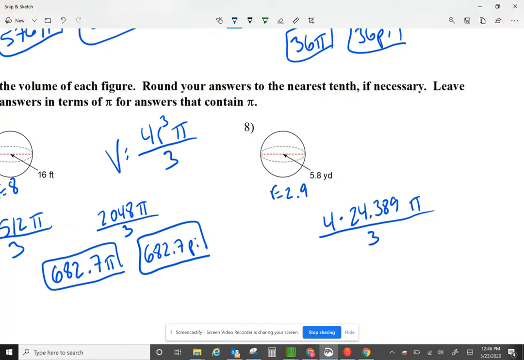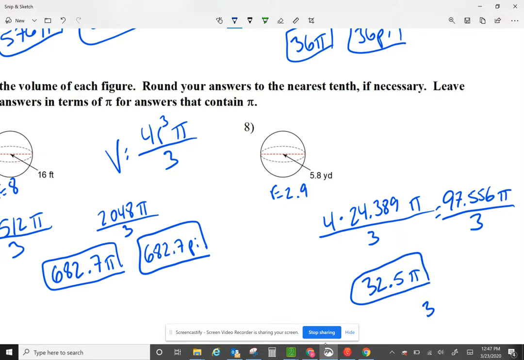Notice I'm not rounding to 1 decimal place at this time. I just did 2.9 to the third. I multiply my 2 numbers from the top. That's going to give me 97.556 pi over 3. So let me go 97.556 divided by 3. My answer will be 32.5 pi. I'll type that as 32.5 pi.